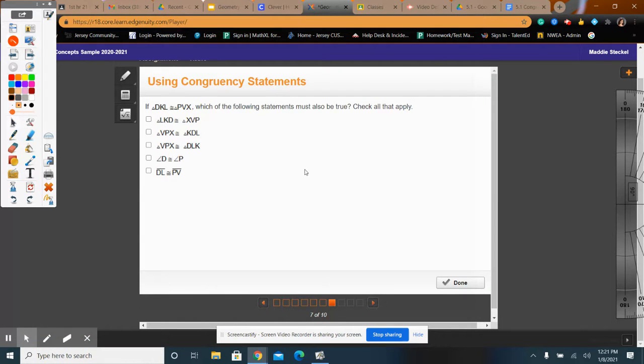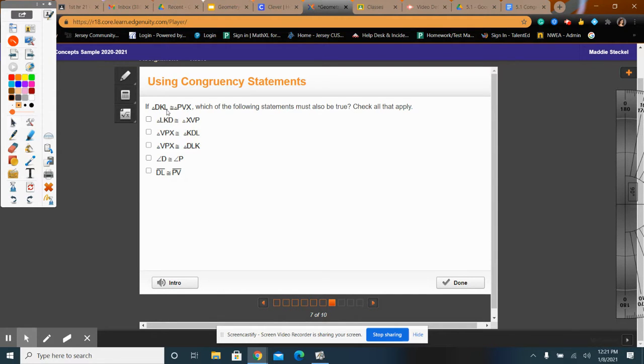Use the congruency statement to identify which statements are true. Look how small the little triangle is. That's funny. Okay, so let's see which one works out here. If DKL goes with PVX, that means D matches with P, K with V, and L matches with X. So now they're going to try to mix up the letters and see if we can figure it out.